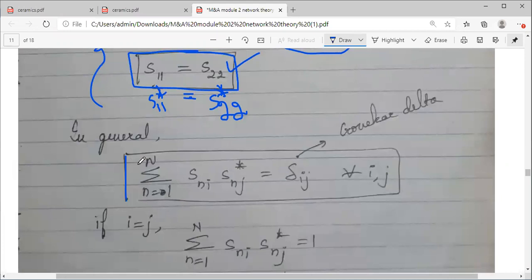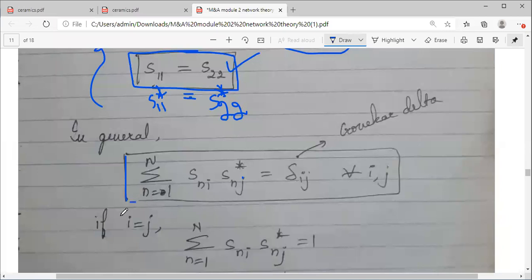Summation, this is applicable to both unitary and zero property. Depending upon certain conditions, it will become either unitary or zero. We will see. This is a general equation. Summation n from 1 to n. You can take k also. Sni, Snj star. This is a general term j. In unitary, this was i. Remember, here I am taking j. This general expression is equal to delta ij. Delta is again one term. It is called Kronecker delta. The value differs based on certain conditions.